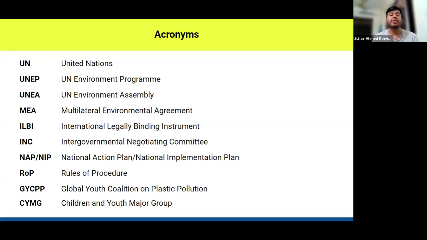And then the plastic treaty that we are actually referring to, the formal name for that is International Legally Binding Instrument, ILBI, on plastic pollution. The process that is now facilitating the negotiations on plastic pollution is called the Intergovernmental Negotiating Committee on Plastic Pollution, or INC. And then there are also some other acronyms like NAP, NIP, which is National Action Plan or National Implementation Plan. ROP stands for the Rules of Procedure. You may also see another acronym, GYCPP, which is Global Youth Coalition on Plastic Pollution. CYMG, as you already know, the Children and Youth Major Group.